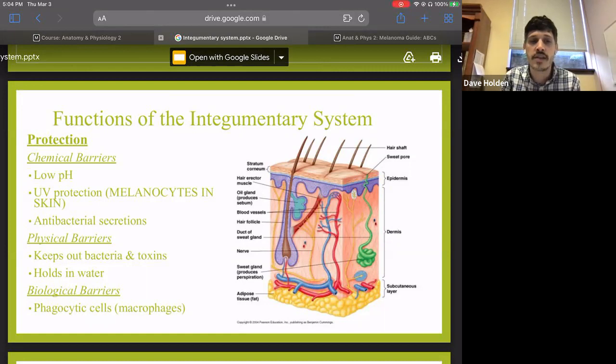The skin will also produce antibacterial secretions, generally in the sebum, which is the oil. And those just kind of control the amount and the kind of bacteria that we find on the skin. Now, probably the most important function of the skin is its role as a physical barrier. One of the best ways of keeping things out is to have a physical barrier that differentiates what is inside the body from what is outside the body. And that's what the skin does. It keeps out bacteria and toxins, and it holds in water.